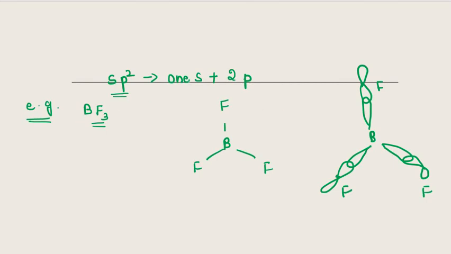So again, what happens? Here the s and p orbitals overlap. Thus this one is the sp2 hybrid orbital of boron. One sp2 orbital, this one is an sp2 orbital, and this one is an sp2 orbital. To which the p orbitals of fluorine overlap, resulting in the formation of BF3 with sp2 hybrid orbitals.